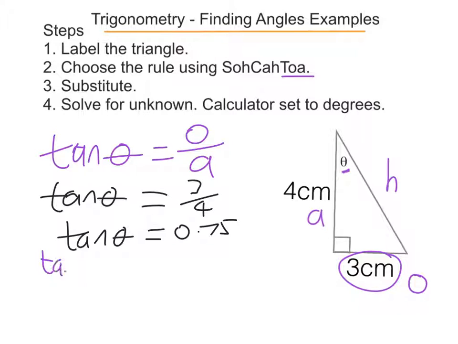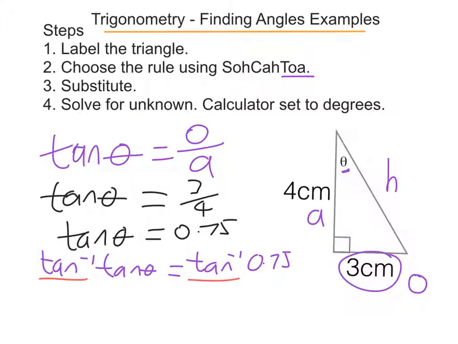So inverse tan of tan theta is equal to inverse tan of 0.75. So what I've done is I've actually done the same thing to both sides. I've done inverse tan of both sides. On the left hand side, inverse tan and tan are opposite, so they cancel each other out. So I end up with theta equals inverse tan of 0.75. So on your calculator, you're just going to go inverse tan of 0.75 and you'll get the answer.